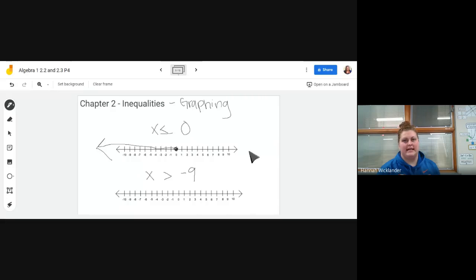Someone besides Isaiah answer. Am I going to have an open or closed circle? Opened, thank you. So at -9, I'm going to put an open circle, and then I see that my arrow is pointing that way, so I'm going to draw my line and put an arrow, because it can include any of these numbers to infinity. Okay.